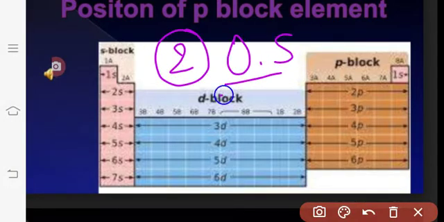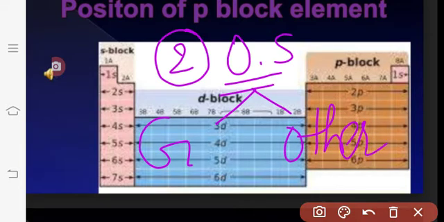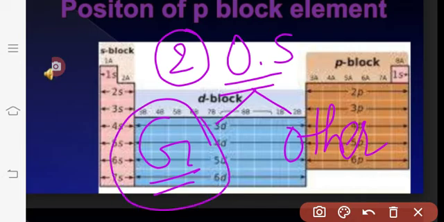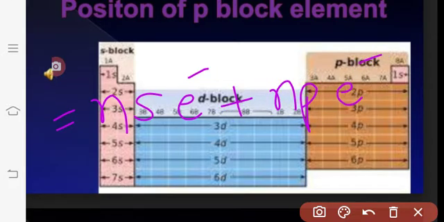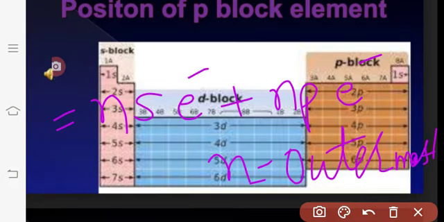Now, point number 2, oxidation state. Elements of the p block show two types of oxidation state. First is group oxidation state and second is other oxidation state. Group oxidation state means the maximum oxidation state shown by the p block element, and this is equal to the number of valence electrons. Means the maximum oxidation state is equal to ns electrons plus np electrons, where n is the outermost shell.